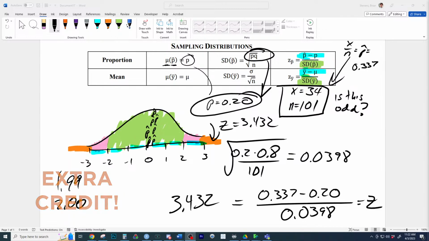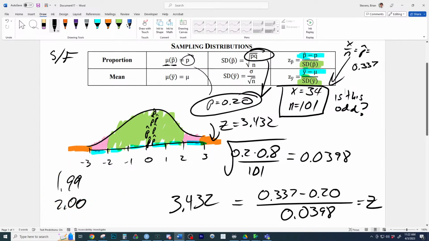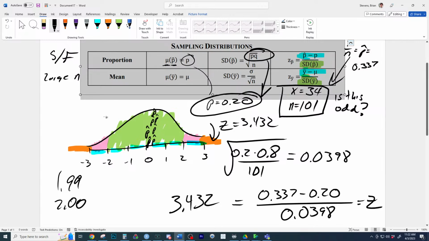How do you know if the third condition is success failure or large enough n? How do you know? A lot of people get confused. They're like, when is it success failure? When is it large enough n? And I put some notes up here to help out.